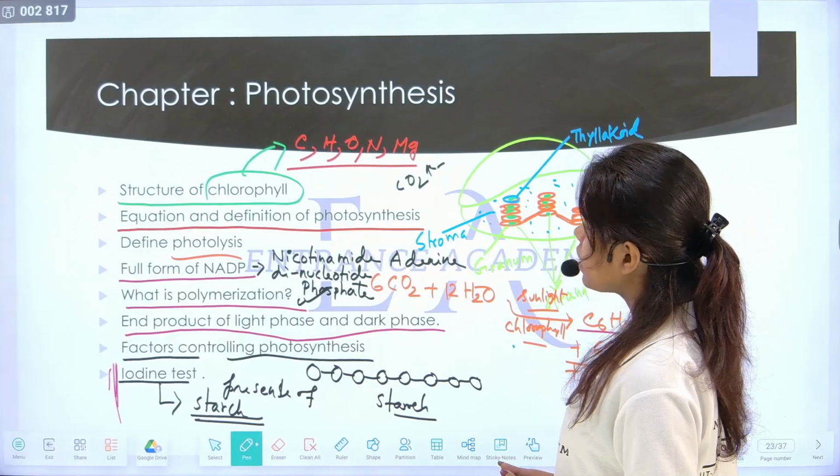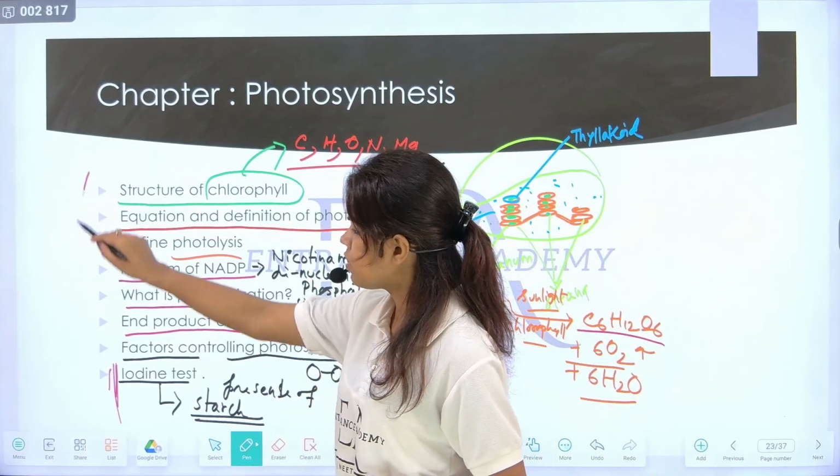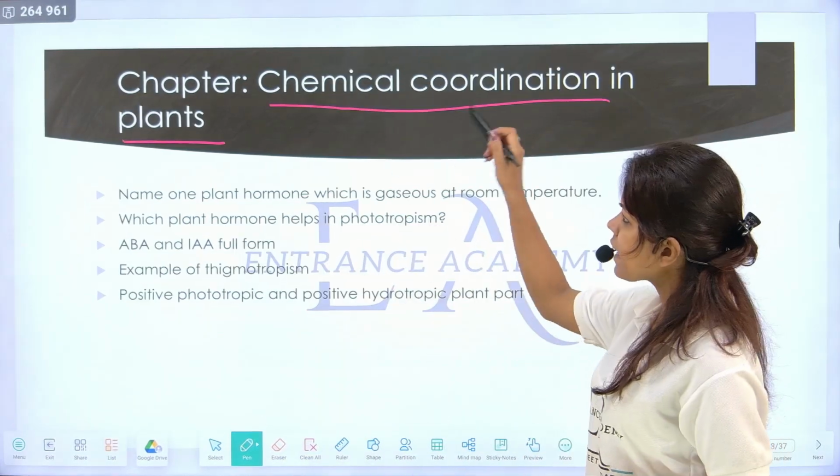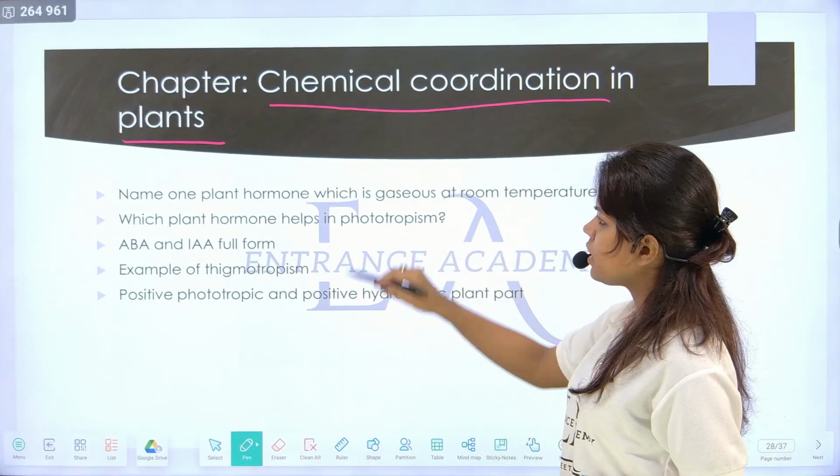So these all are the important questions from this chapter, photosynthesis. The next chapter is chemical coordination in plants.